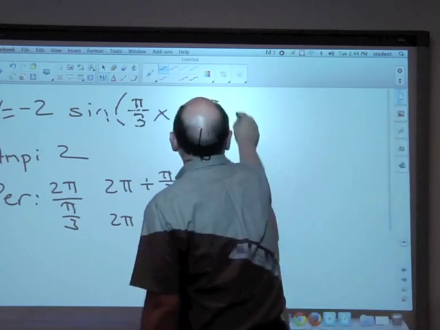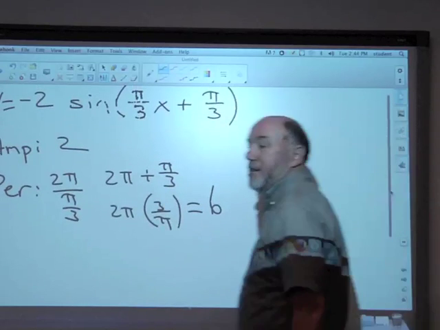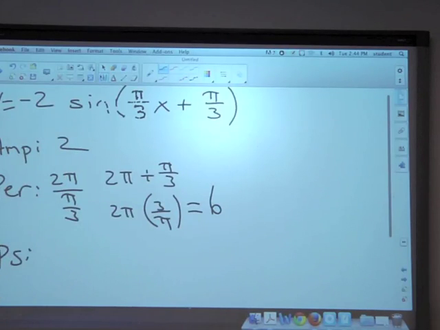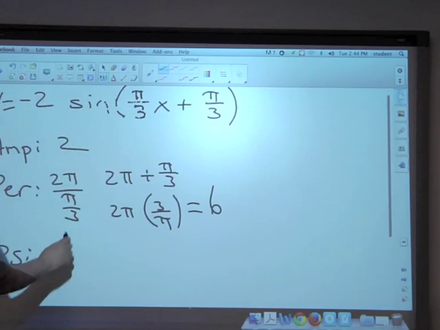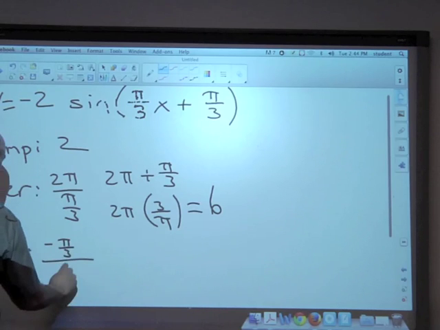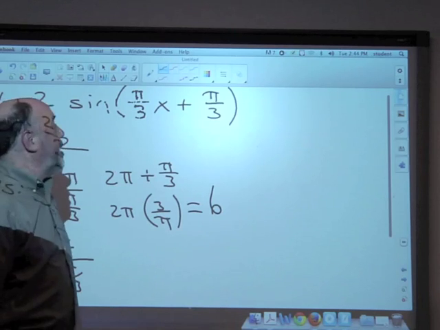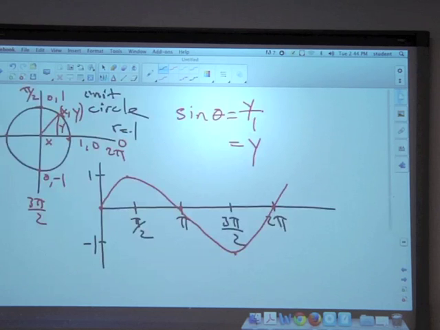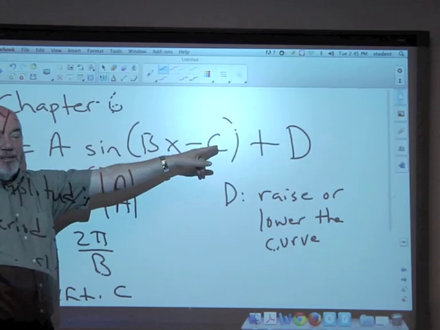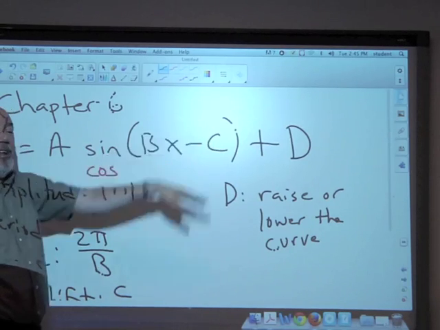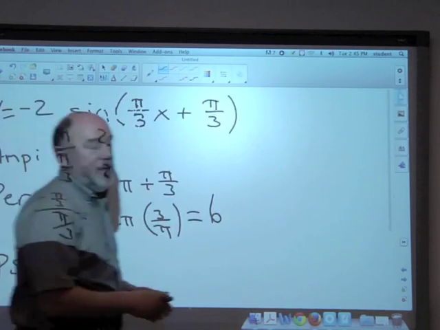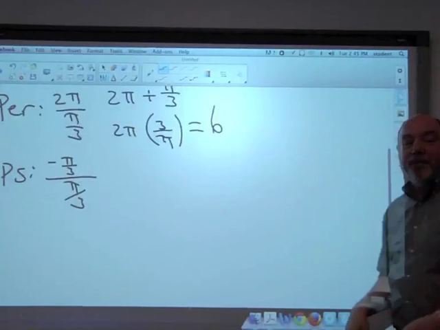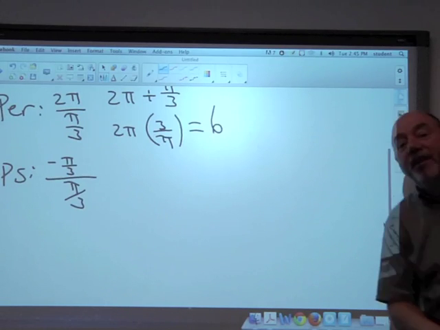Alright? Next thing is the phase shift. What's the phase shift going to be? It's given by c over b, right? And in this case, it's actually going to be a negative pi over 3 over pi over 3. Why negative? Because you go back to how my original equation was defined. It was bx minus c. So in order to be a plus, c itself had to have been a negative. Okay? So what is negative pi over 3 divided by pi over 3? -1. Negative 1 is correct.